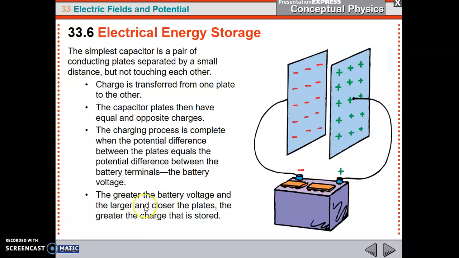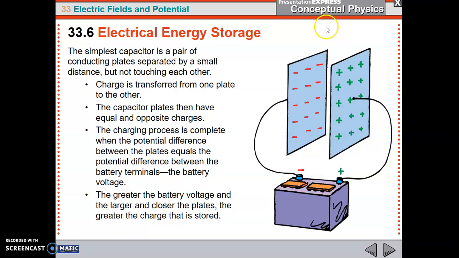The greater the battery voltage and the larger and closer the plates, the greater the charge that is stored. So if you bring those plates even closer together, opposites attract. And if there's more energy pulling those two together, then that's how you have more energy in the capacitor. So you get the plates close together. How close can you get those?